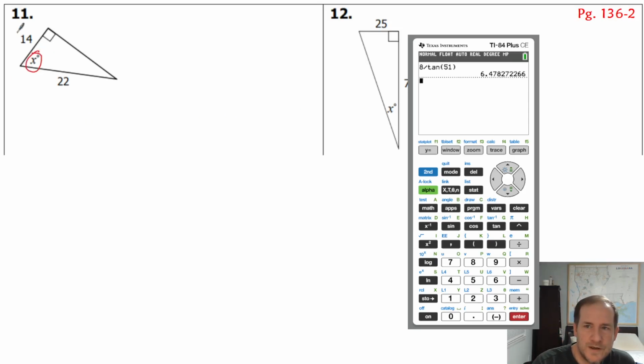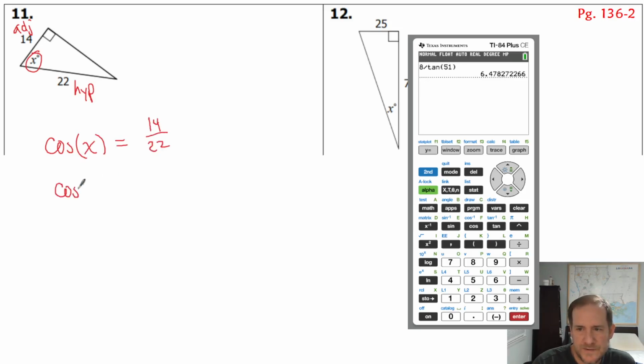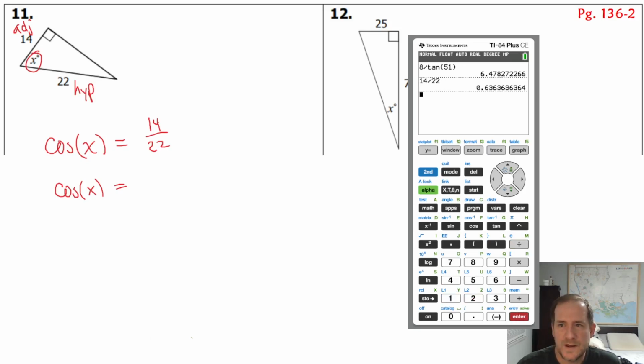Here's my angle. And 14 is adjacent. 22 is hypotenuse. So this is going to be a cosine one. So we'll do the cosine of x. Set it equal to 14 over 22. And that's telling me that the cosine of x is equal to whatever 14 over 22 is, which my calculator tells me is 0.63636363. So if it's 0.6363 forever and ever, then we can go find that on our chart.